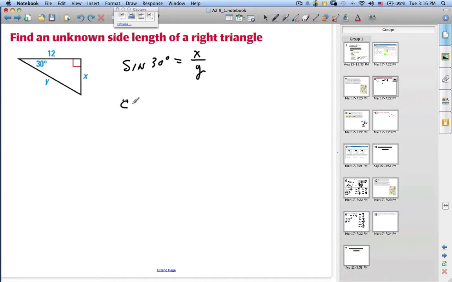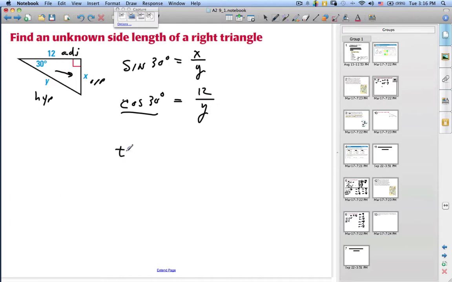But if you look at the cosine of 30 degrees, that would be 12 over y. Again, this is the hypotenuse, this is the side opposite, and this is the side adjacent. So now I could find cosine of 30, and then I would be able to find y.